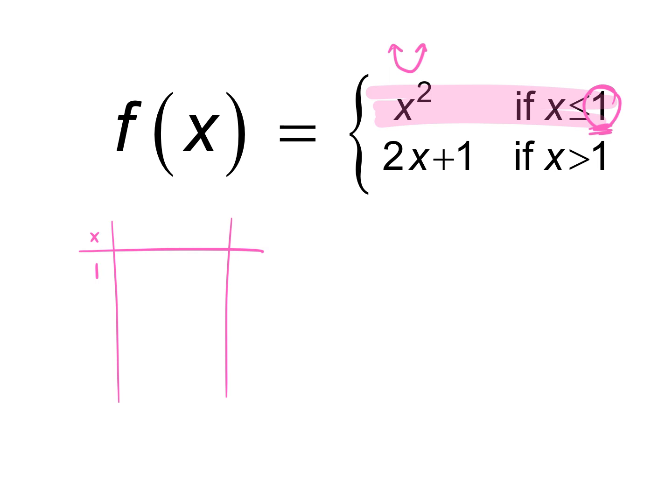So I'm going to plug in values for x, get values for y, and that's going to be our point x, y. So I'm plugging it into this piece. I'm just working with the first piece. So we have 1 squared. What's 1 squared? 1. So my first point's 1, 1.